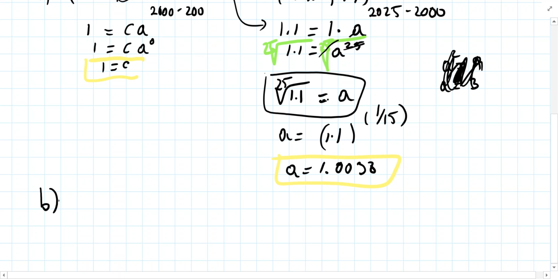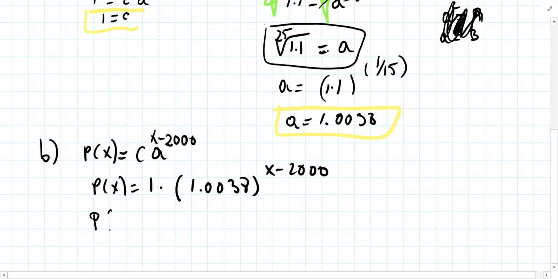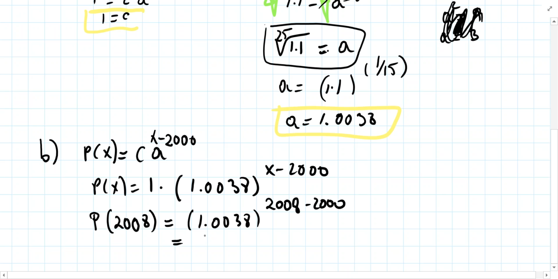So B just asks, what is the population? So we know that the population is C times A to the X minus 2000, but we found that C was 1 and A was 1.0038. So now the population in 2008 is basically the population when X, the input, is 2008. So the population in 2008 is just going to be 1.0038, and instead of X, I have 2008 minus 2000. So this is going to give me 1.0038 to the power 8.